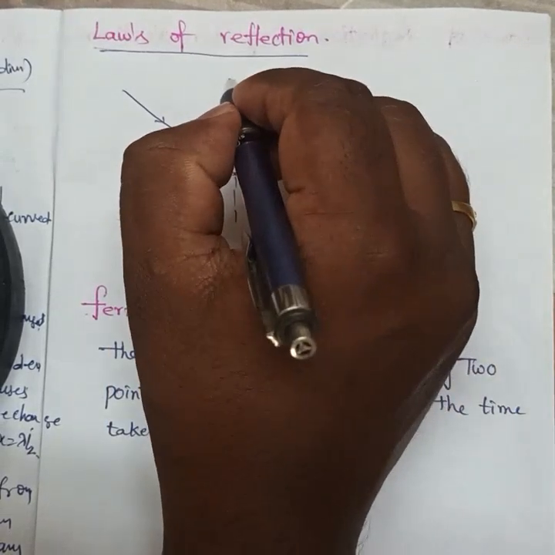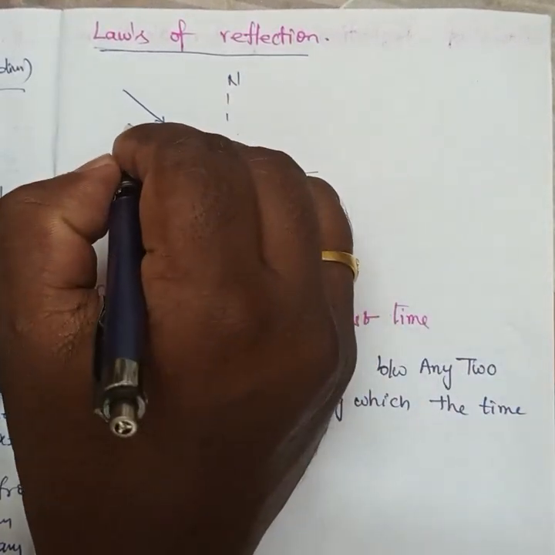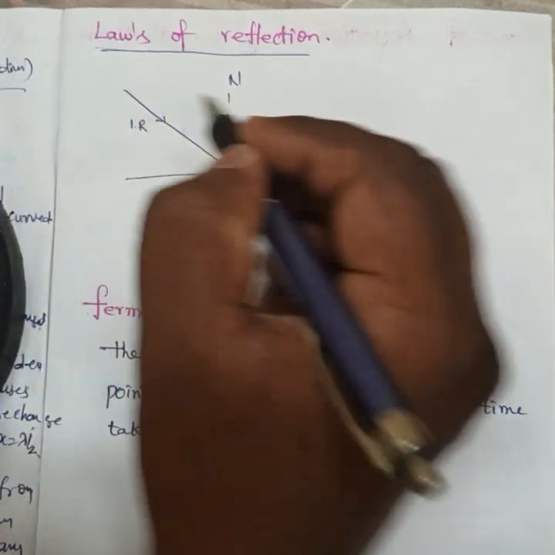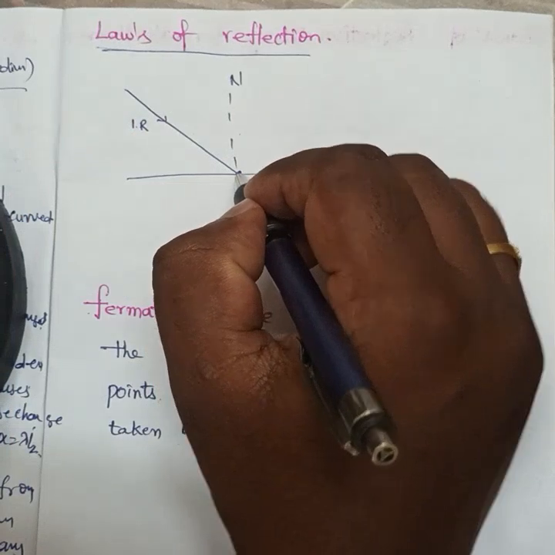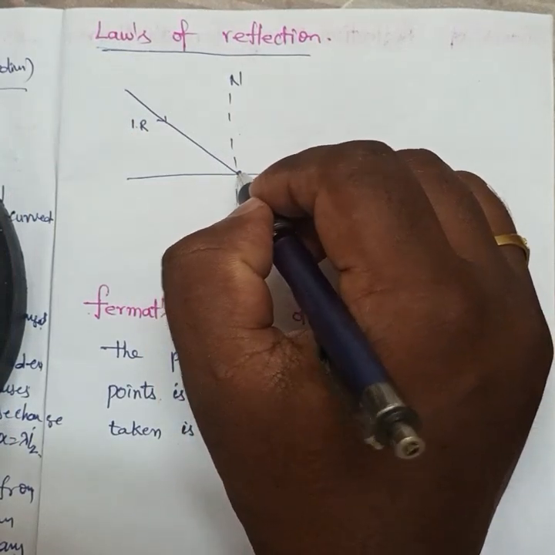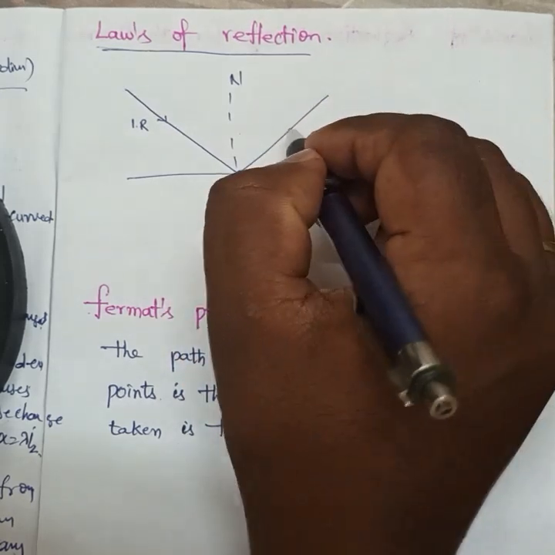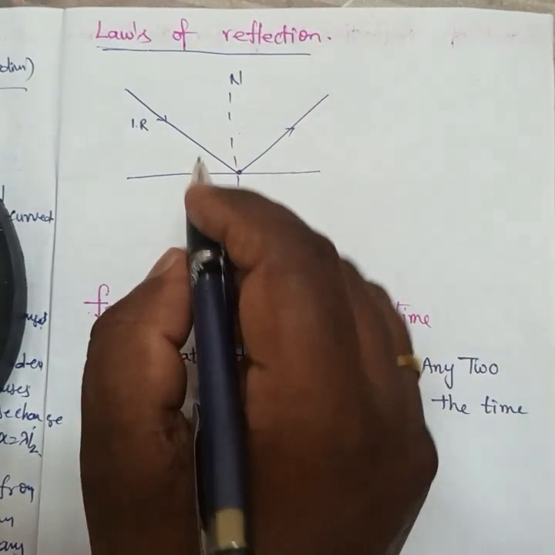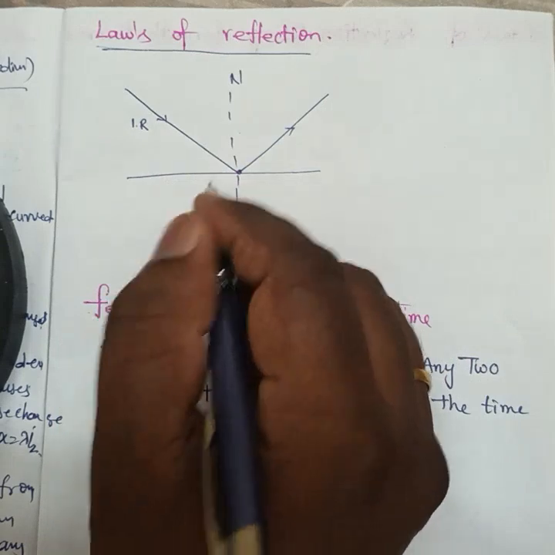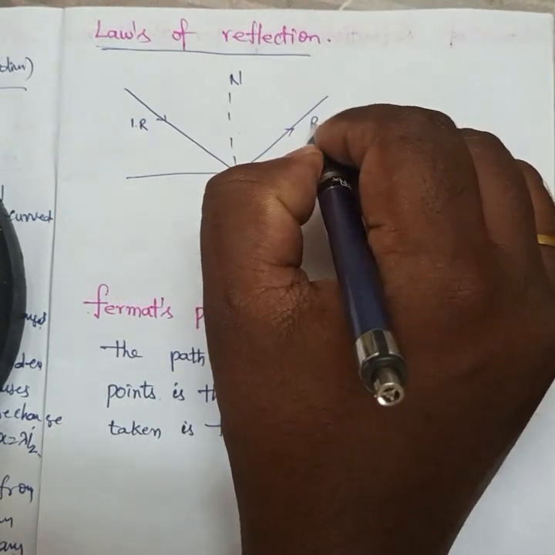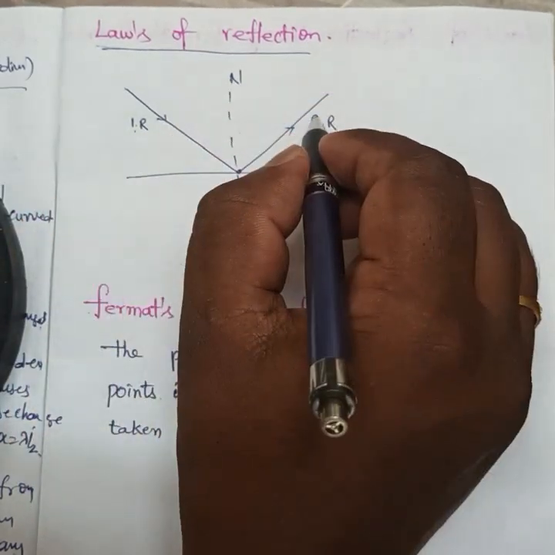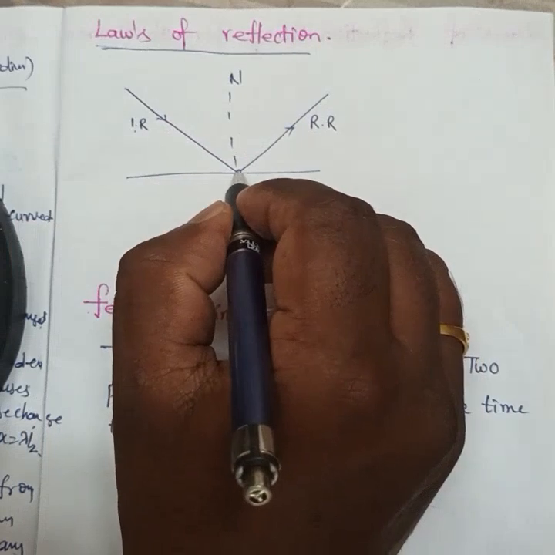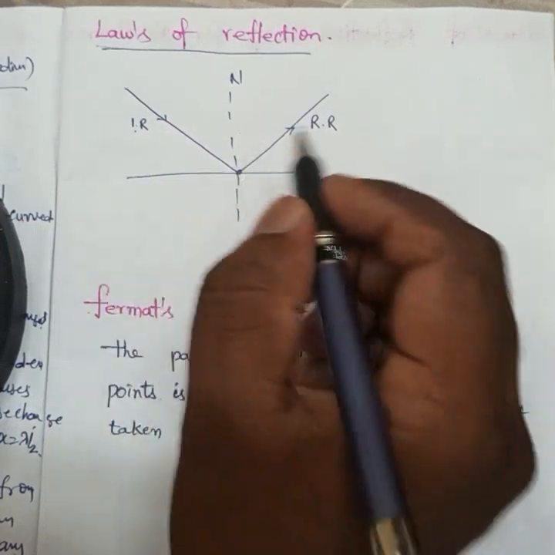At the point of incidence, you make a normal, and this is the incident ray. Some part of the light ray, or the complete light ray, will be reflected back into the same medium. That phenomenon is reflection, and this light ray is the reflected ray: incident ray, normal, reflected ray, meeting at the point of contact of the light ray.